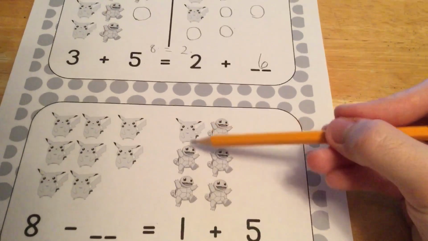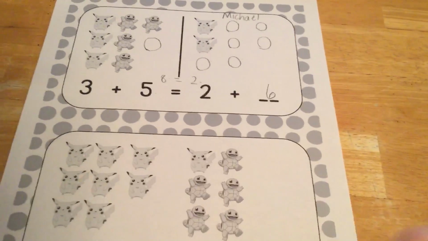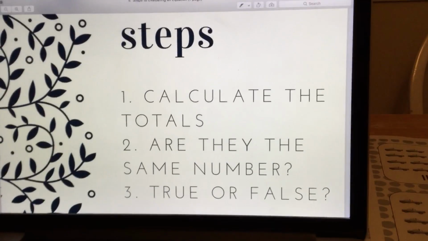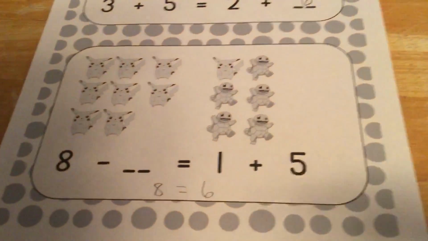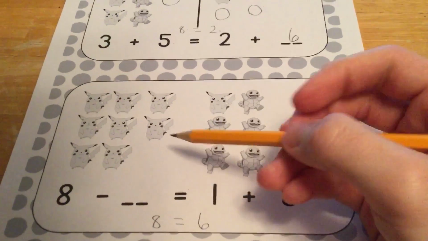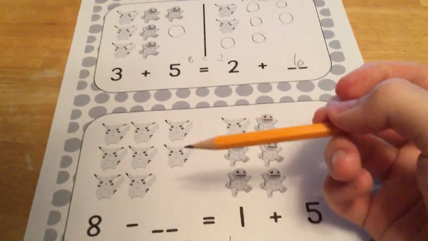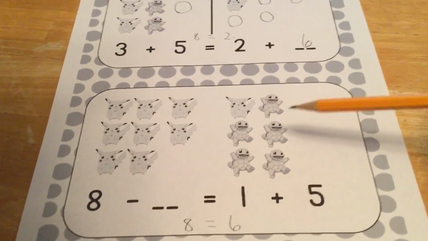We can count these up. 1, 2, 3, 4, 5, 6. 6. So, does 8 equal 6? As it says on number 2, are they the same number? No, they're not, right? They're not the same number. If we look back here, 8 is not the same number as 6. So what we have to do is make this side, the one with the blank, the same amount as this side. How are we going to do that?